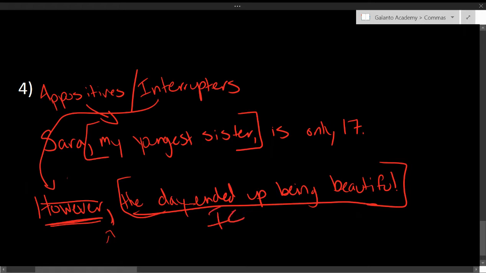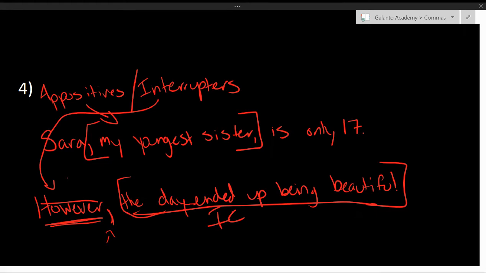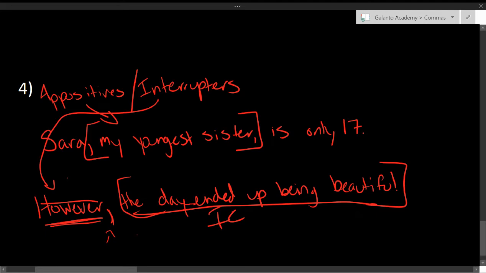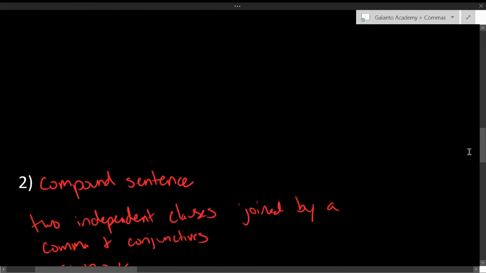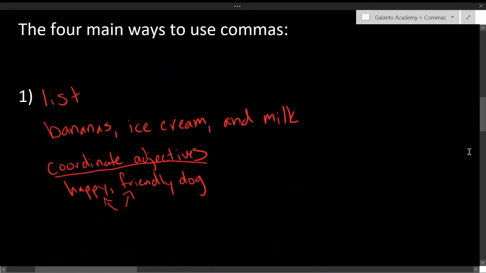So again, this has not touched base on every single thing, but these are the four main ways that we use commas. Other ways that we are used to seeing them is introducing dialogue, which oftentimes comes in the category of appositives, or rather interrupters. But if we're looking at commas and we understand the basic sense of how to use appositives and interrupters, introductory elements, a compound sentence, and a list, then you have commas essentially covered.